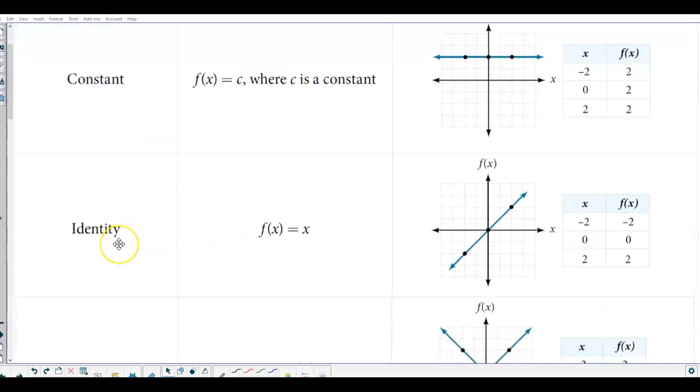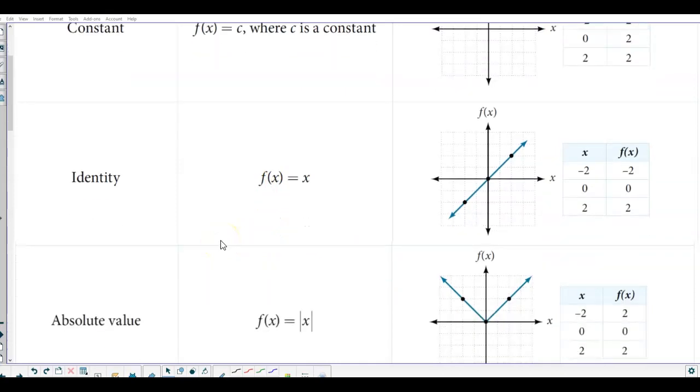Then we have an identity graph. An identity graph, we have f of x, which is equal to x. Now you can see that this line is passing through the origin. So at -2, we have an output of -2. At 0, we have an output of 0. And at 2, we have +2. So this represents an identity function.